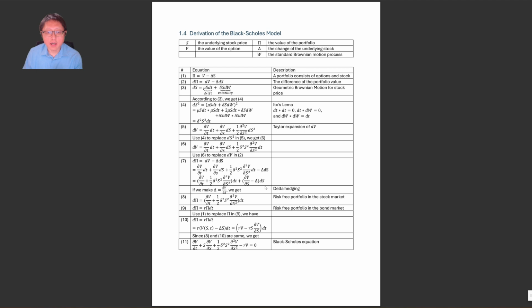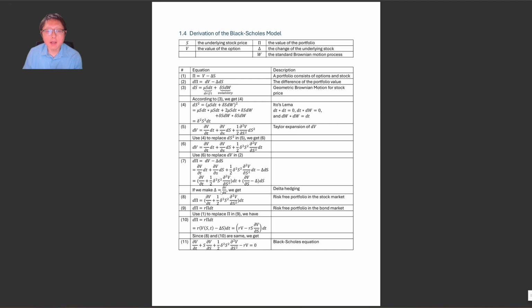Then the next step will be very interesting. I think this is a pretty interesting step. So after we have equation 7, we can make this delta. Does this delta sound familiar to you? Actually, it is. Yeah, right. That's the option Greek delta. You can see it's a change of the option value related to the change of stock price.